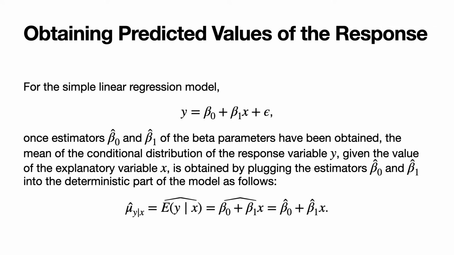So that is the three leftmost pieces of notation in that bottom string of equalities. That's notation representing the estimated mean of the conditional distribution of y given x. And the expression on the far right side is how we actually calculate it.